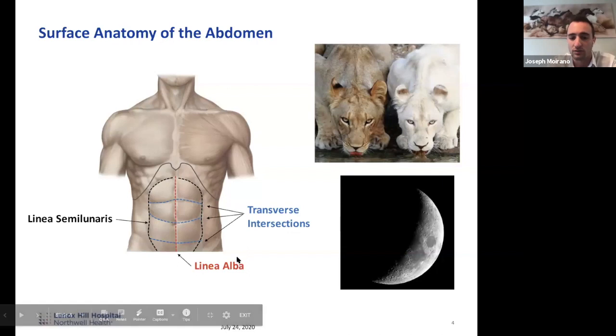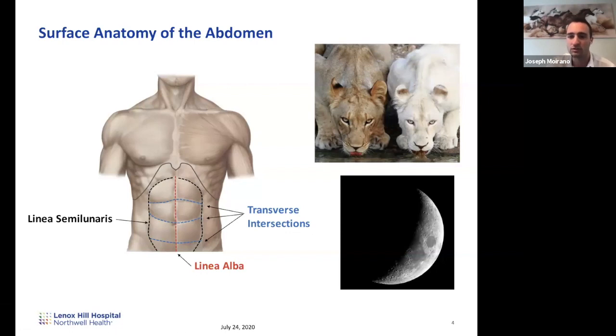And the reason why it's called linea alba is because that connective tissue and that collagen actually shows up really white when you look at it grossly. And by grossly, I just mean looking at it with the human eye. That's why they call it alba, because it's really white and has that distinct feature. And we're going to be seeing that when we go over the actual layers and muscles of the abdominal wall in the next few slides.